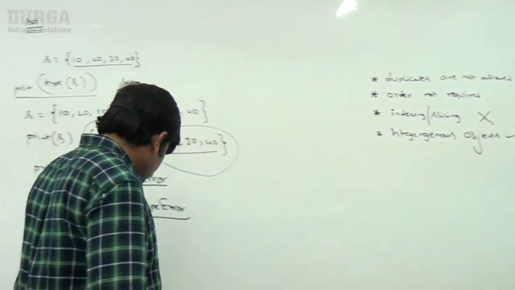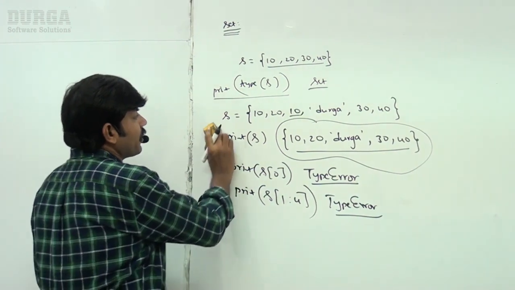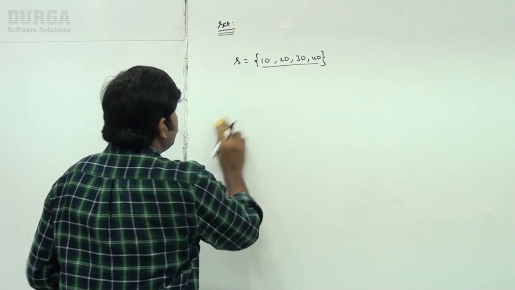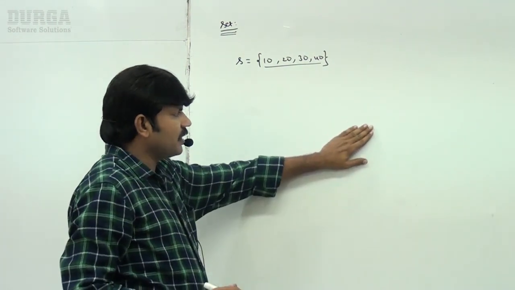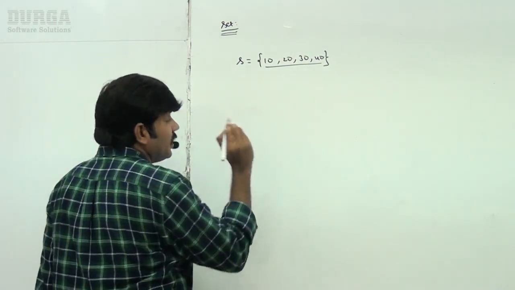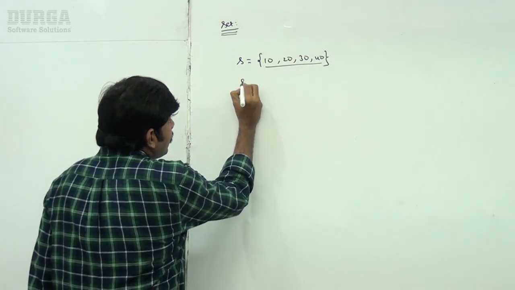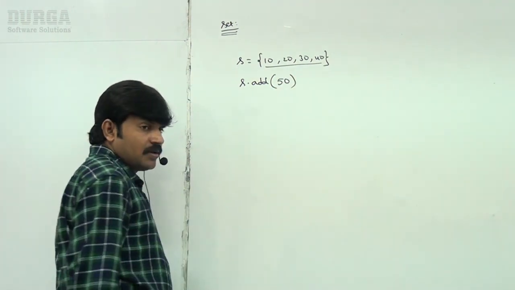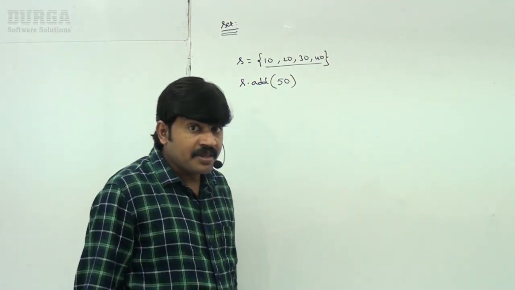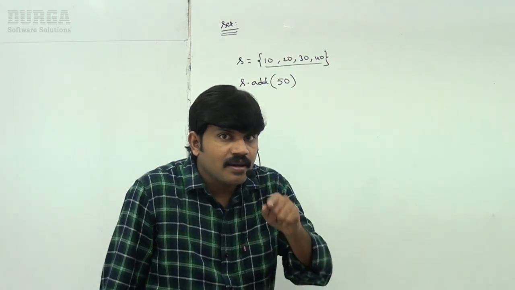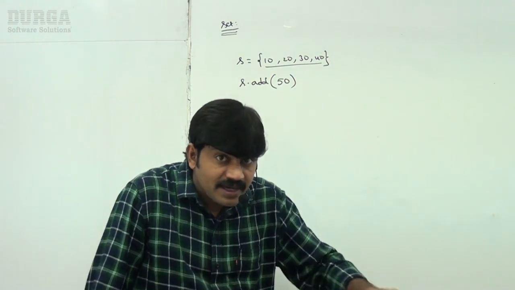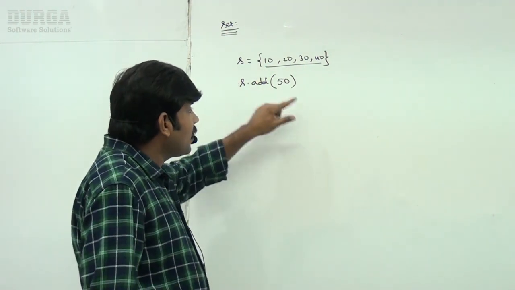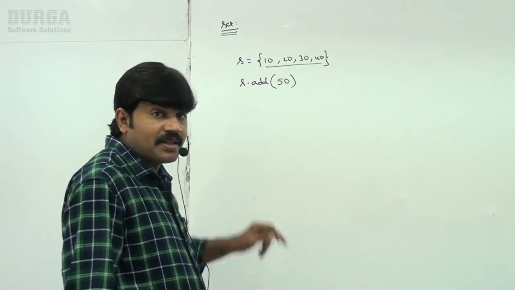Next, one more important conclusion is there. Take very special care about this one. S is equal to 10, 20, 30, 40. Now my requirement, observe carefully, is that I want to add 50. Immediately you may get the doubt: the append method. The append method is applicable for a list, but for a set we need to use the add method. I will explain the reason.